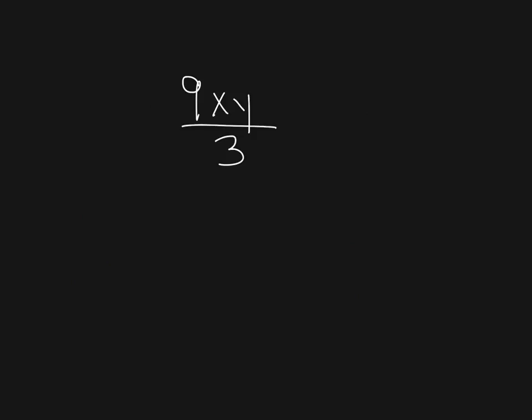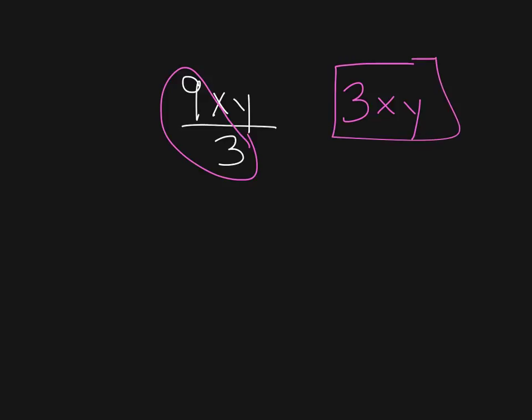Okay, in this example, the only thing we can really simplify is the 9 over 3. 9 divided by 3 is 3, and then we have an x, and we have a y. And since we did not have any variables in the denominator, we do not have any excluded values. So it's just 3xy.